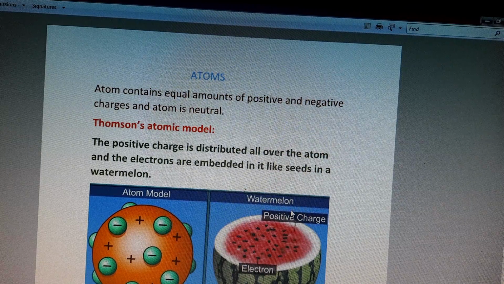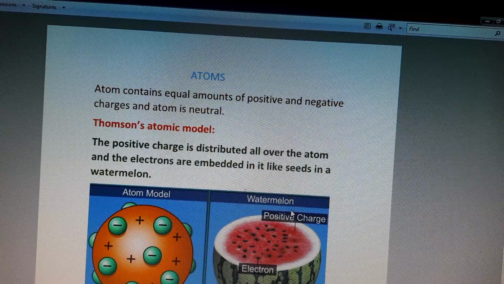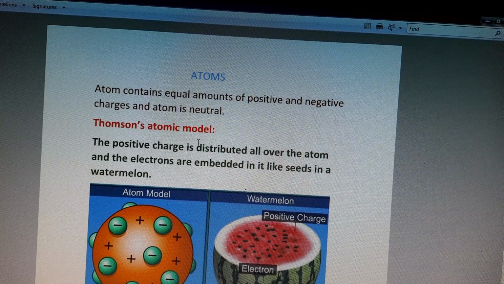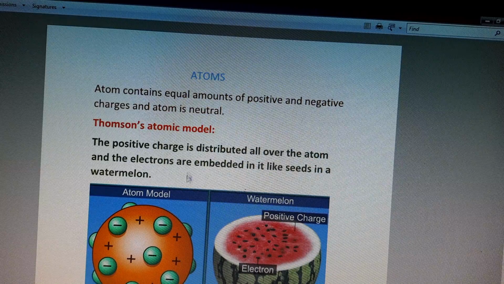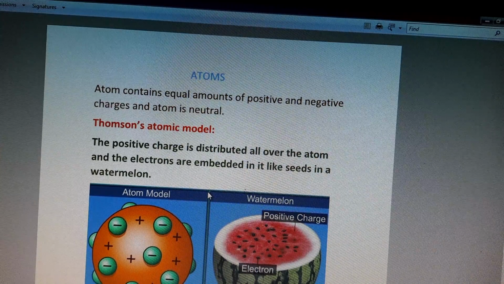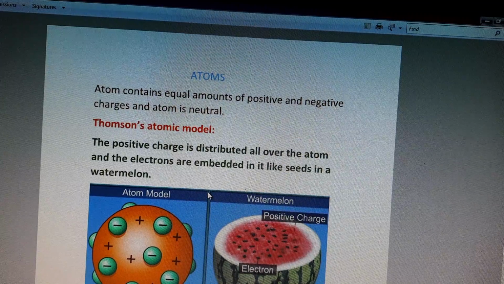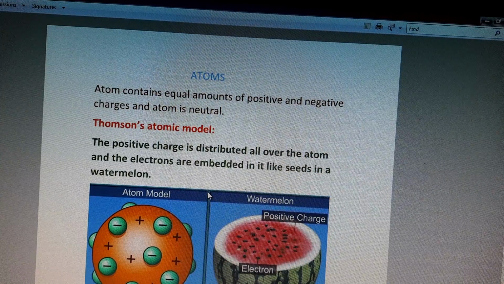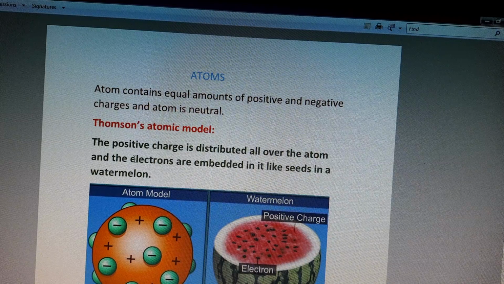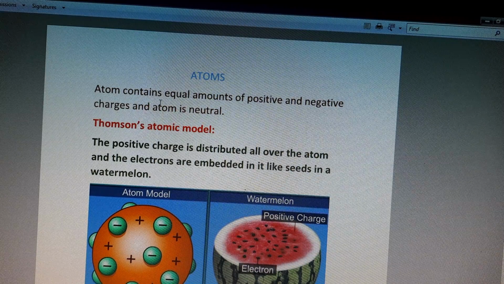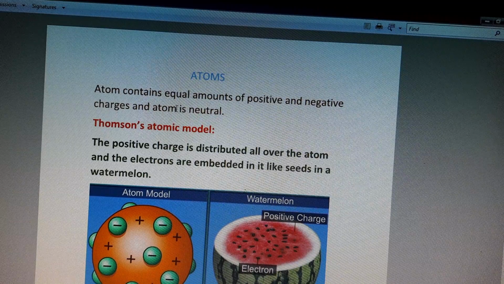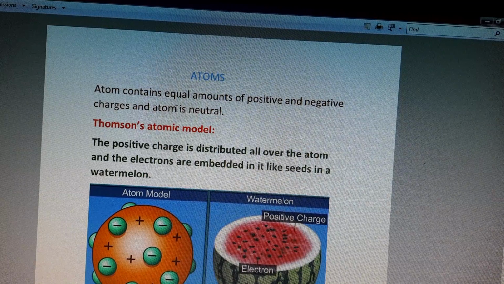Okay, my dear students, we have to discuss another topic, atoms, in our second year physics. Before going to this topic, I have to tell you what an atom is, what the atomic models are, and which scientists found the atomic models. First one is the atom. An atom contains equal amounts of positive and negative charges, which means the atom is in a neutral state.